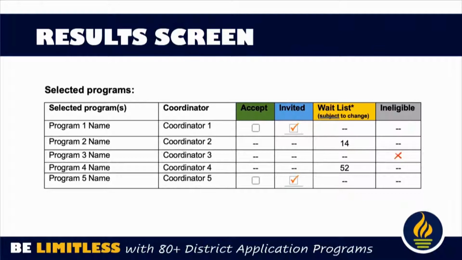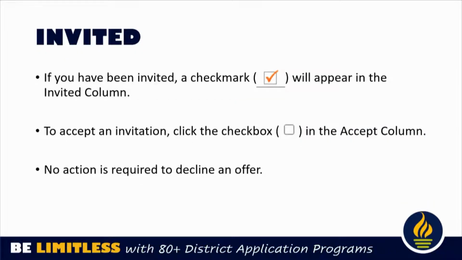If you applied for one of those programs that have academic or entrance criteria, maybe an EP for the gifted centers, maybe an audition, and you didn't meet that criteria, or you had 10 or more referrals from January 2021 to December 2021, you might be made ineligible. If you are ineligible, you're going to see a check mark there. If you are invited, you're going to see a check mark in the invite column. That'll let you know that you're being invited to that program. To accept it, you just go into the accept column and click the accept box.